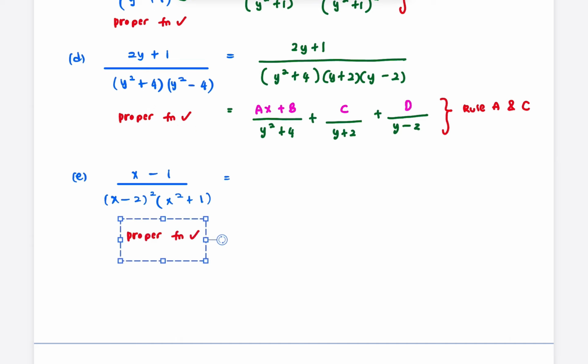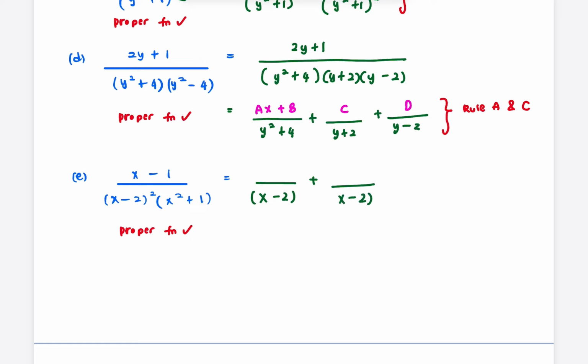Okay. And then the numerator will be a constant. X minus 2 also constant. X squared plus 1, you have the quadratic. So your numerator will be linear, cx plus d. So this one you are combining rule B, which is repeated linear, and also C, which is irreducible. Okay, the last one. This is the example of improper. The first 5 examples are proper.